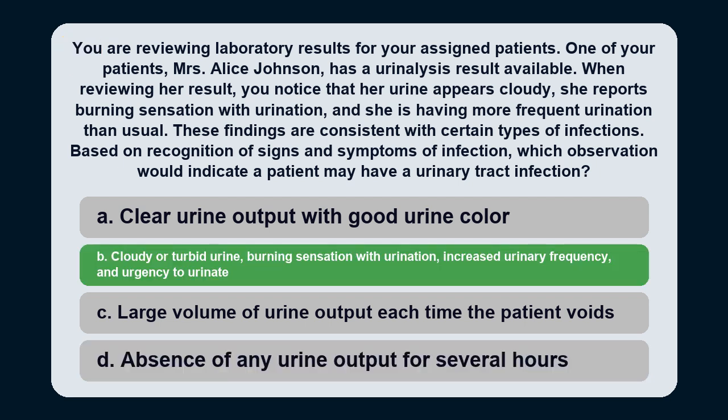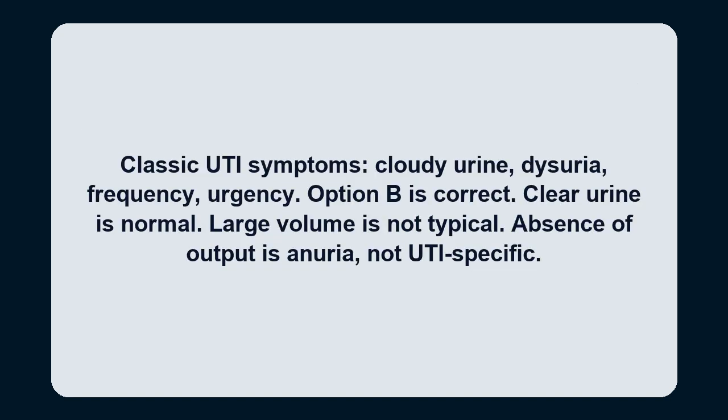The answer is B. Classic UTI symptoms: cloudy urine, dysuria, frequency, urgency. Option B is correct. Clear urine is normal. Large volume is not typical. Absence of output is anuria, not UTI specific.